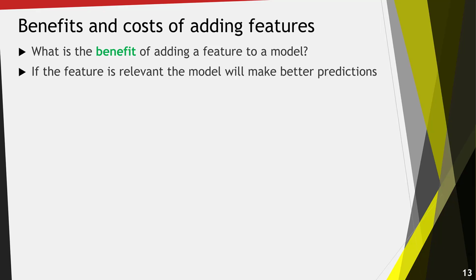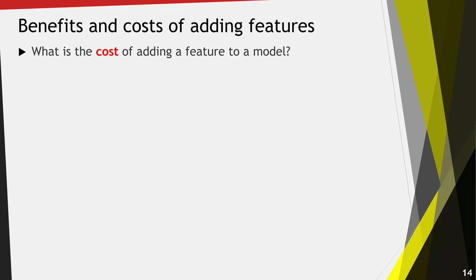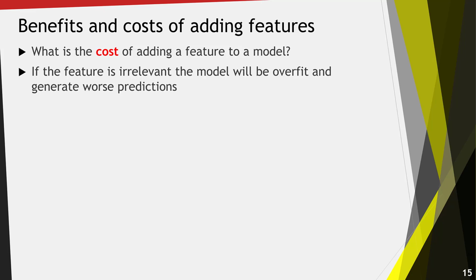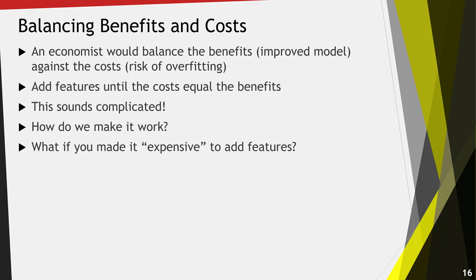So what's the benefit of adding a feature to a model? If the feature is relevant, our model should make better predictions. But what's the cost of adding a feature to a model? If the feature is irrelevant, the model will probably be overfit and it will generate worse predictions out of sample. An economist would balance the benefits, getting an improved prediction from your model, against the costs, the risk of overfitting, whenever adding features to a model. They'd add features until the costs equal the benefits. This sounds really complicated. How would we make it work? The easiest way would be to make it expensive to add features to our model. How could we make it expensive to add features to a model?